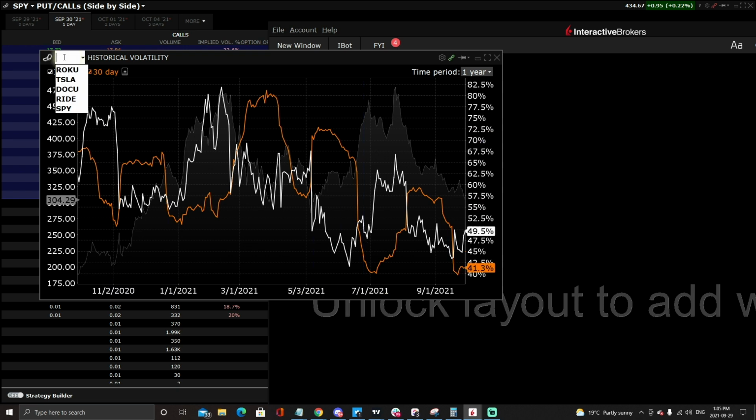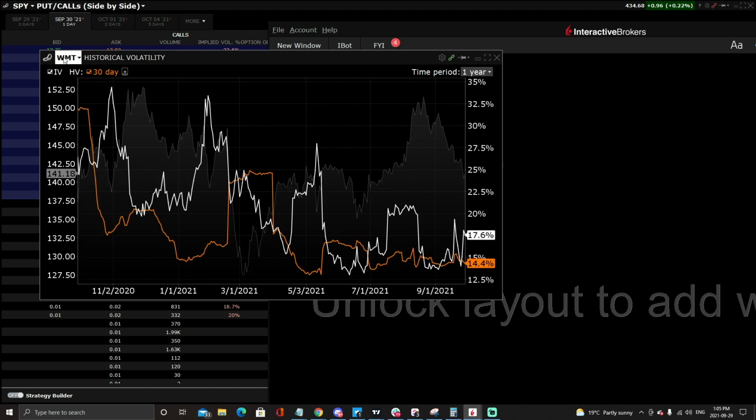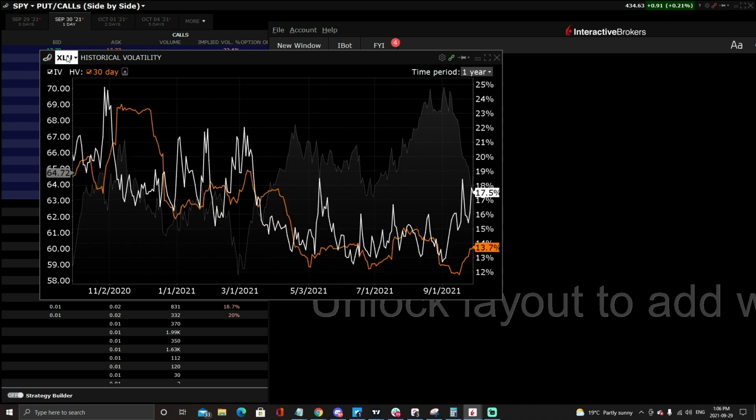Now, if we look at more of a sleepier name, maybe Walmart or something like that, you can see its implied volatility is very, very similar to that of the SPY. Now, if we go into XLU, the utilities ETF, again, on average it's probably a little less than the SPY. So with this little instrument, you can find what the average implied volatility is, and based on that, you can gauge, oh, these are periods of high volatility, these are periods of low volatility.